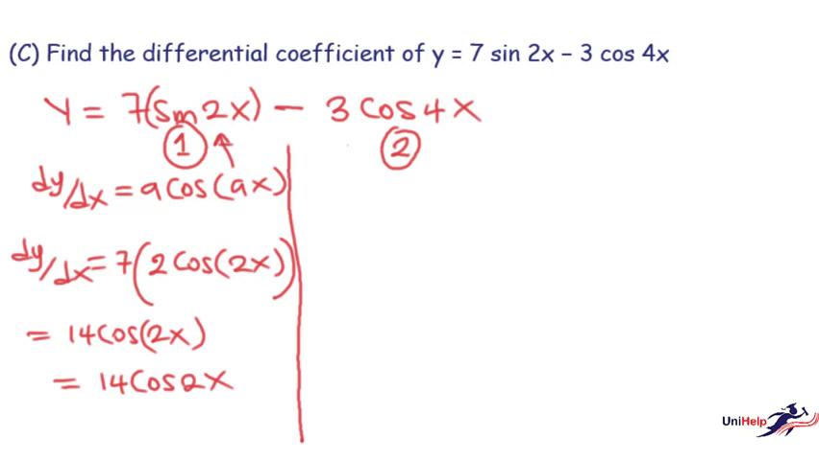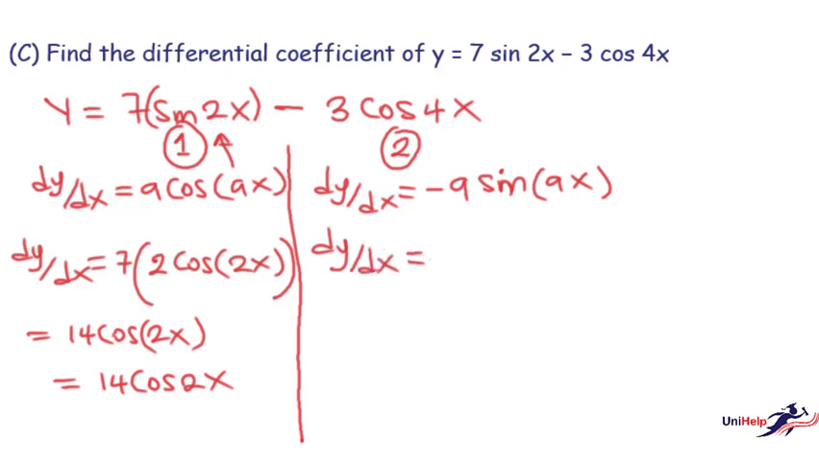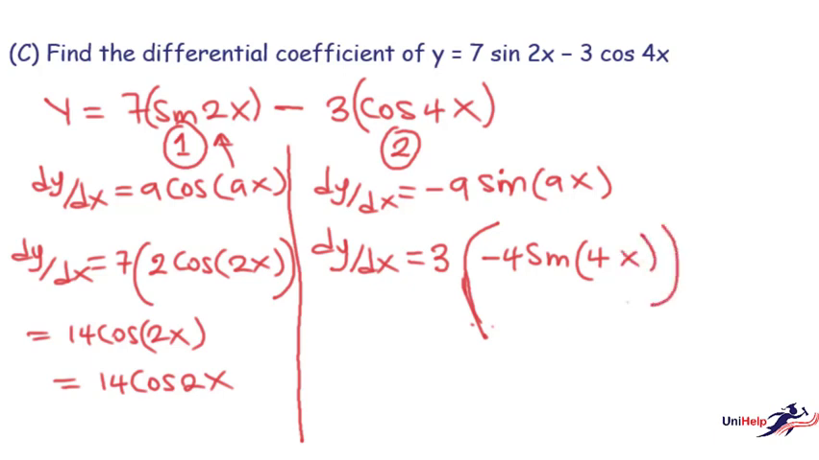For the second part, it's a cosine function, and the derivative of a cosine function from the formula we know is negative a sine ax, which for this problem, dy dx will be. Notice that we also have a coefficient outside. We need to respect it. 3 into brackets negative 4 sine 4x, which is equal to 3 times negative 4, negative 12 sine 4x, which could also be written as negative 12 sine 4x.